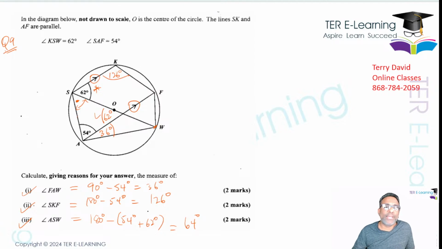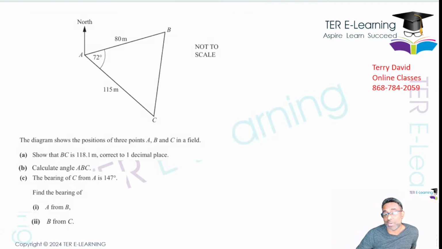Usually in question 9 we have circle geometry, and we may also have bearings as well. So I have a question here. The diagram shows the positions of 3 points A, B and C on a field, and the first thing we want to do is show that the length BC, so you want to work out this length here. If we look at this diagram, clearly if you have two sides and the angle between them, we have to use the cosine rule.